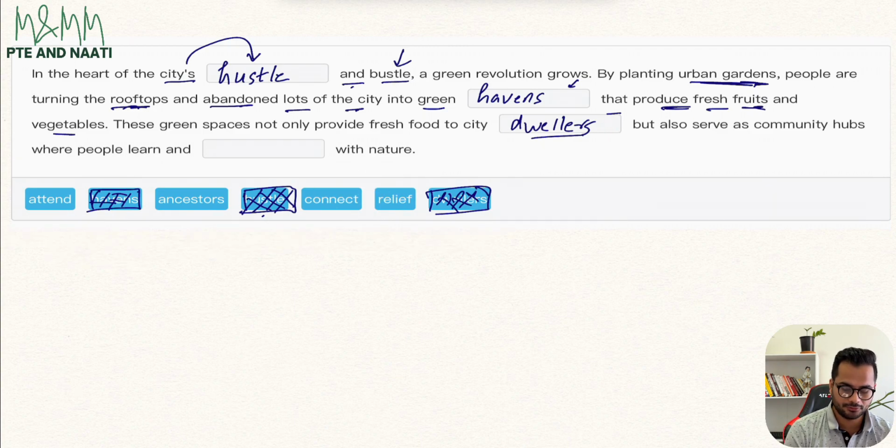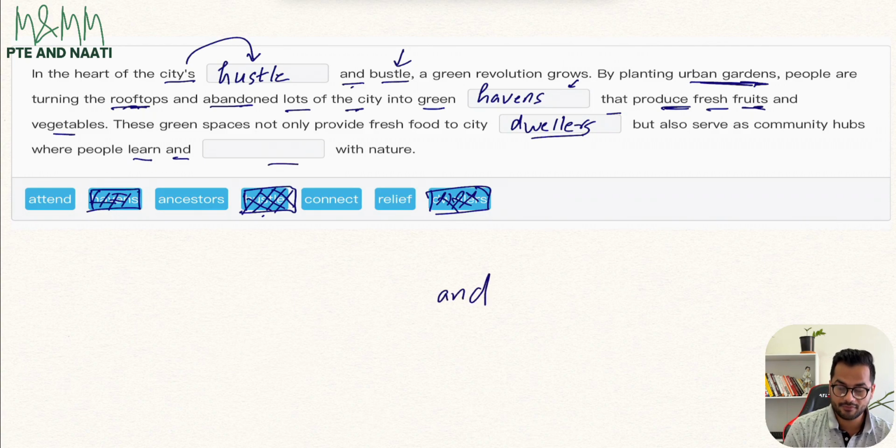So now I'm left with one blank, and then I'm left with 4 different options. So now we just need to choose one correct answer out of the 4 options. It says these green spaces not only provide fresh food to city dwellers, as in city people, but also serve as community hubs. Community hubs? Where? What happens in community hubs? Where people learn and dash with nature.